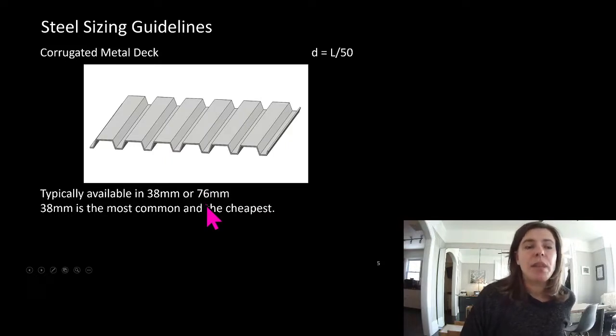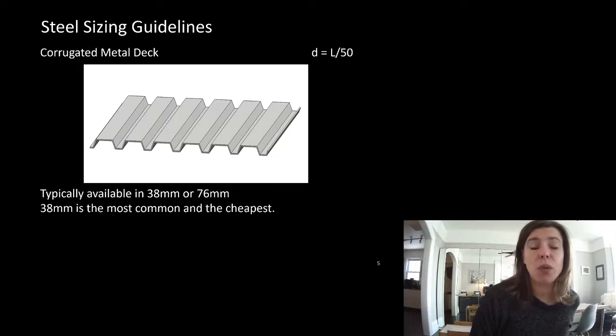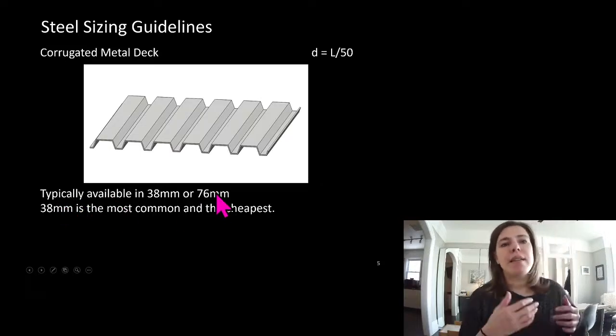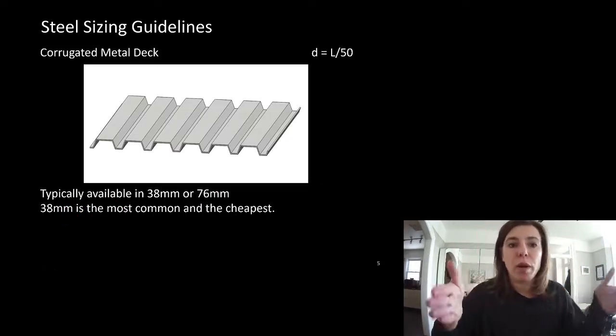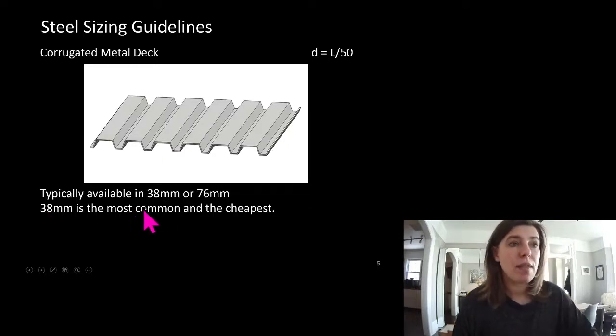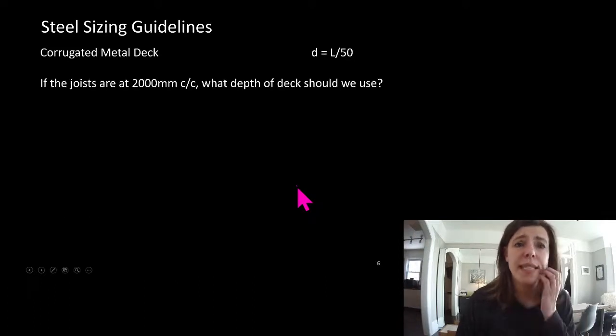It's available. It does not make your system cheaper to span it further, but it is available. Maybe you need it aesthetically. Maybe you have something critical in a spot that needs to be there. So it gives you options within your design. But if you have no other outside criteria, normal is 38 millimeter deck. That's what we try to stick with the most. So let's take a look.